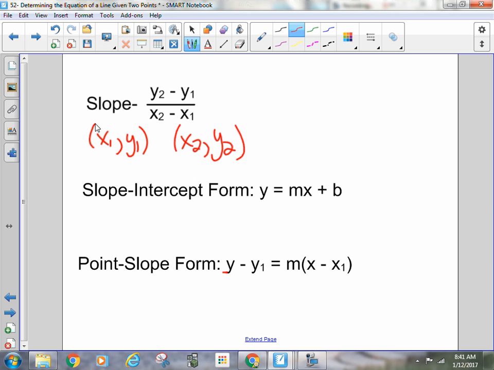Okay, slope-intercept form is y equals mx plus b. M is your slope, b is your y-intercept. And when you write your answer, the y and the x will always be there. Okay, and then point slope form, you again have this y and this plain x, those will always be there. m is your slope, and x1, y1 comes from an ordered pair. Okay, you might want to jot those on the top of your paper.